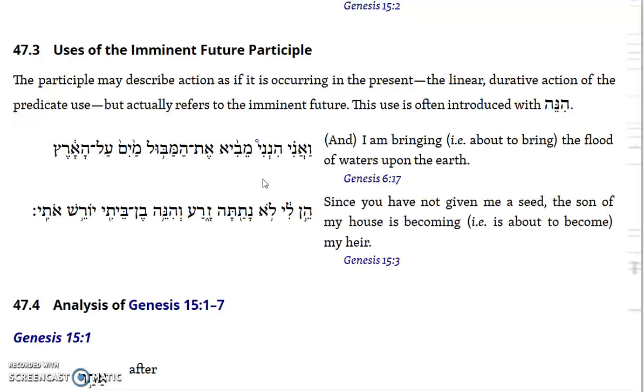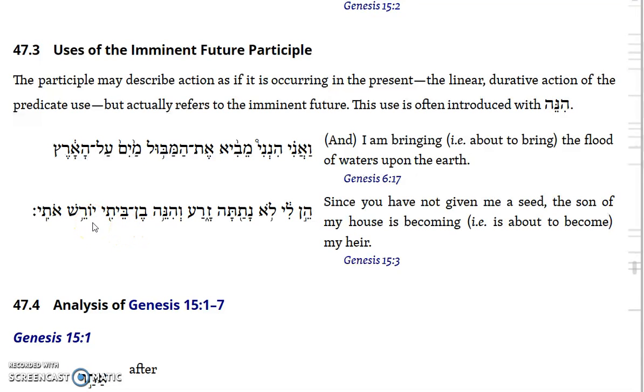Again, imminent future. The next example is from Genesis 15:3. Hen li lo natata zera. Since to me you have not given seed, you have not given me descendants. Vehineh, then behold, or that's over translating it. Ben beti, a son of my house.